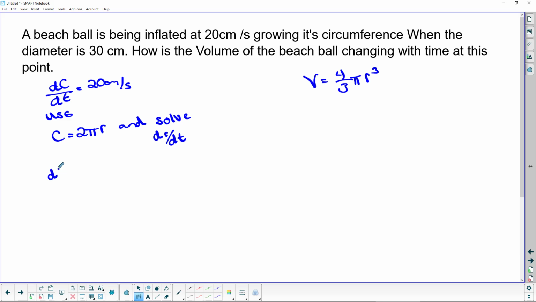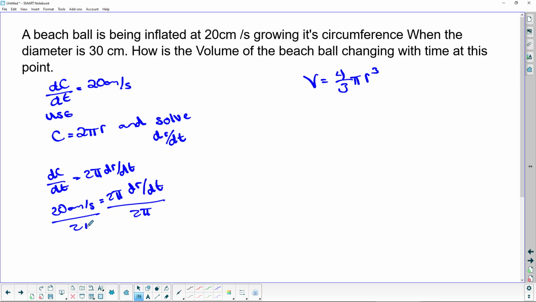Okay, so let's go ahead and do that. So dC/dt equals 2 pi r, derivative of r is 1 times dr/dt. Okay, so this is 20 centimeters a second equals 2 pi dr/dt. Okay, so we're going to divide both sides by 2 pi. Okay, let's see what we get.